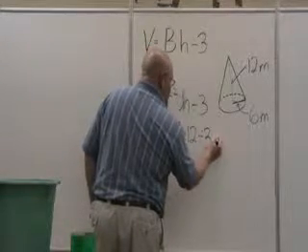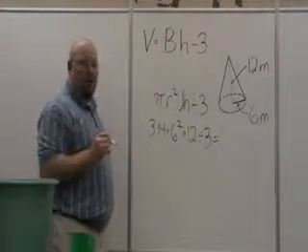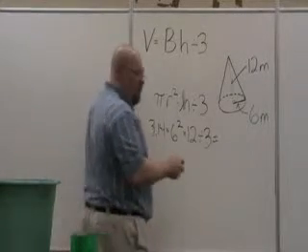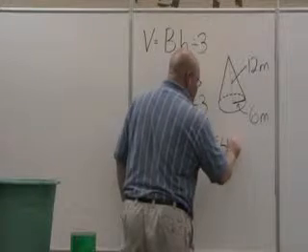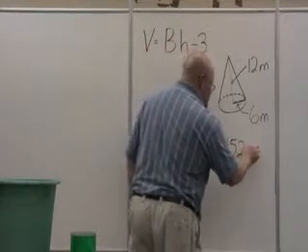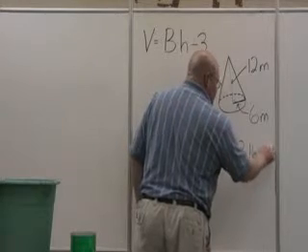Divide by 3. And this is a good time to use your calculator to come up with this answer. And this answer should give us 452 and 1600ths meters cubed.